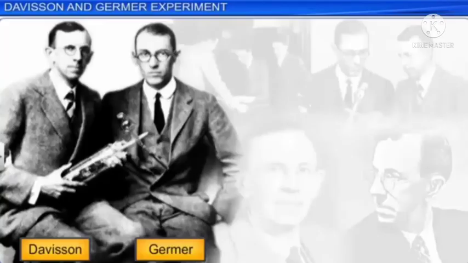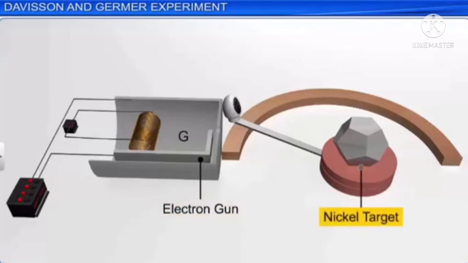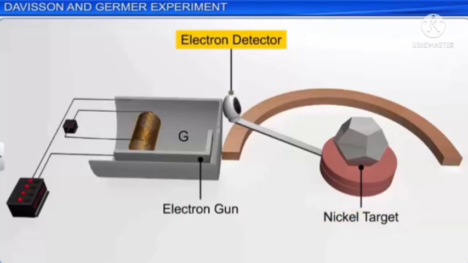The experimental discovery of diffraction of electrons by crystals by Davisson and Germer established the wave nature of electrons. Here is the similar setup to the experiment conducted by Davisson and Germer. The setup is placed in an evacuated chamber. It consists of an electron gun G, a nickel target, and an electron detector that is capable of moving on a circular scale.